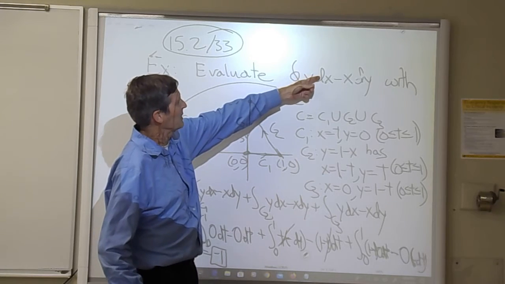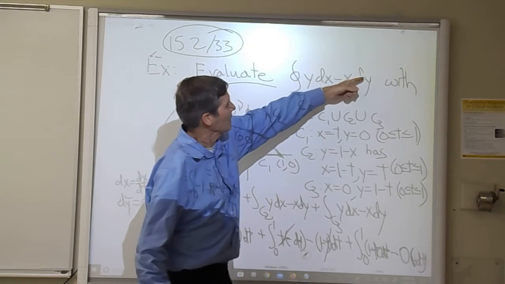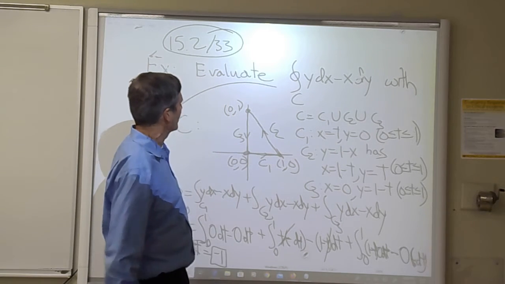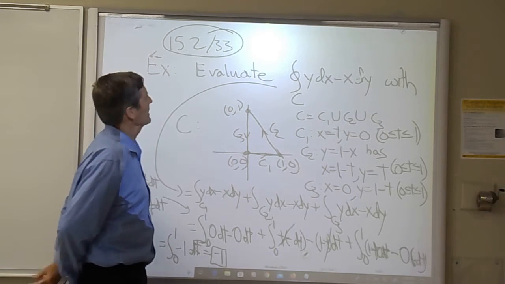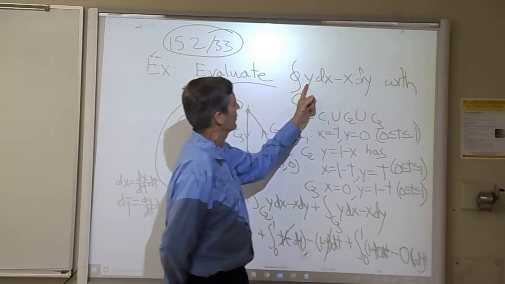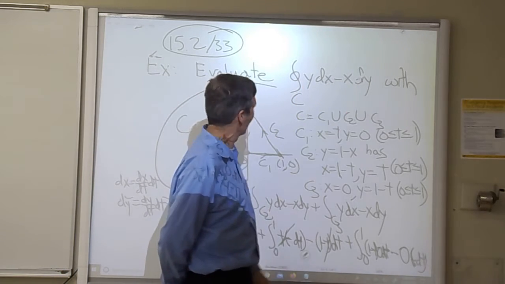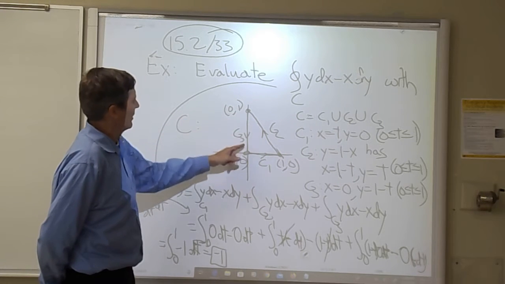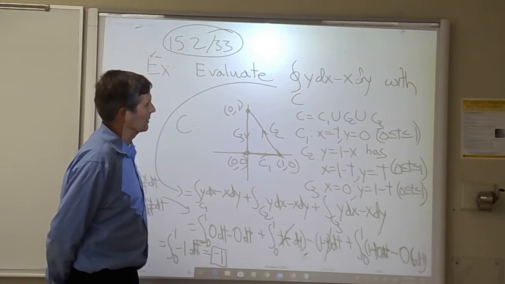We just have to interpret dx as dx/dt dt, and dy as dy/dt dt, letting t go from its min to its max along the parametric path. Here's number 33 out of your text. Suppose I want to evaluate the integral of y dx minus x dy, and suppose we want to do it around this triangle. What is the value of this line integral around the triangle?